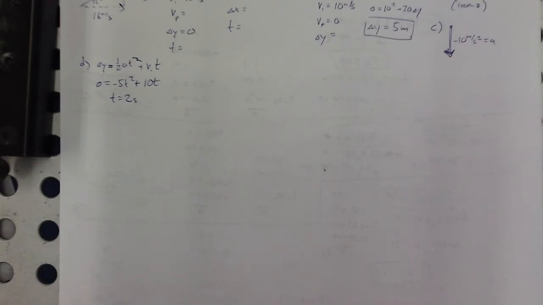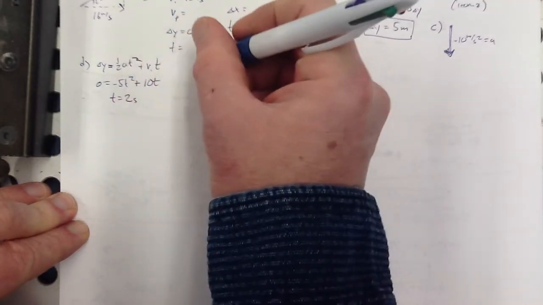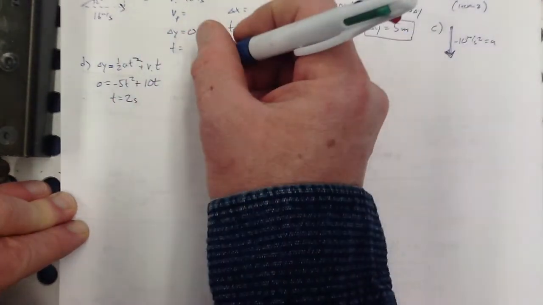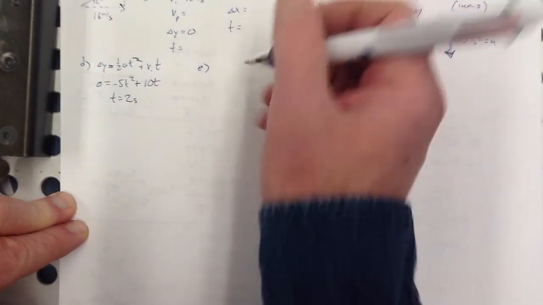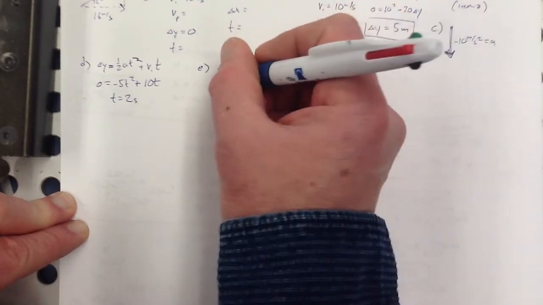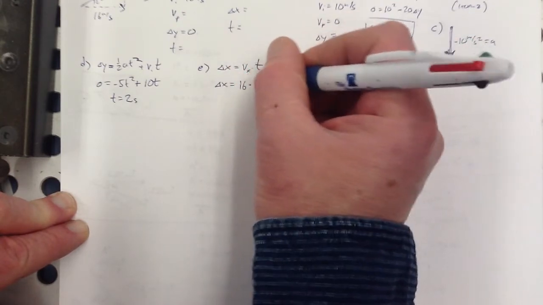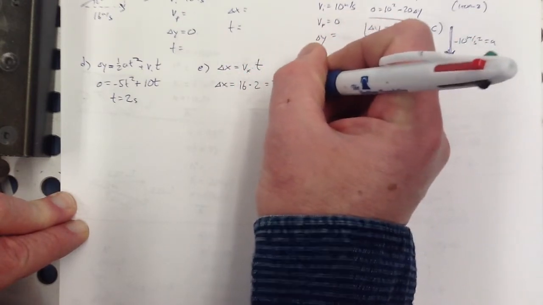How far does the ball travel horizontally before being caught? Oh, this is E. Well, I just need to do this over here. And my Vx is 16. My time is 2, so 32 meters.